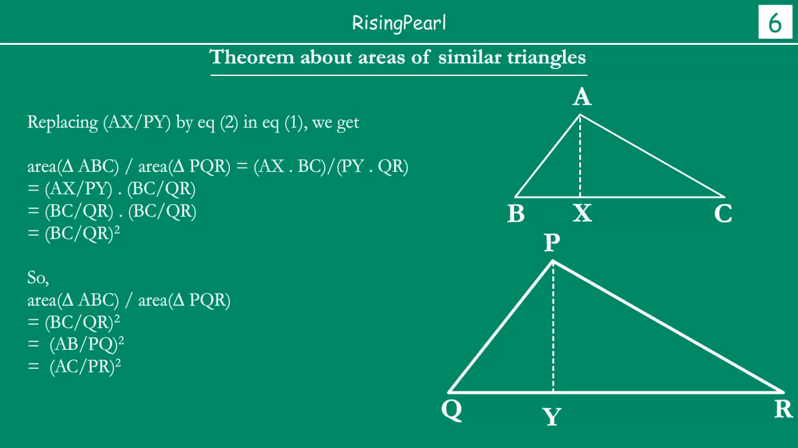So now since we know that all these ratios are same, we can express the area of triangle ABC divided by area of triangle PQR, that is, the ratio of areas of two similar triangles, as BC by QR whole square, AB by PQ whole square, or AC by PR whole square. So friends, hence we have proved the theorem.